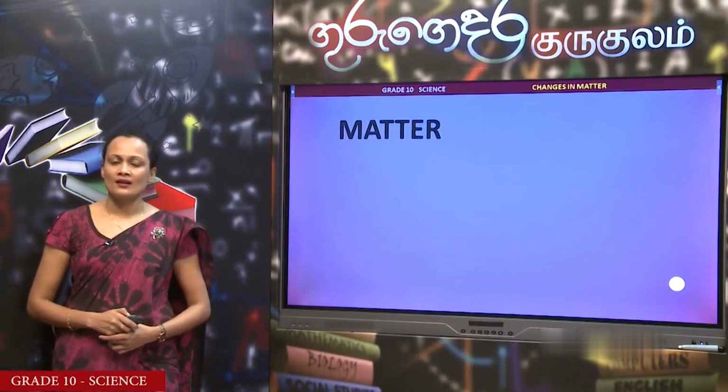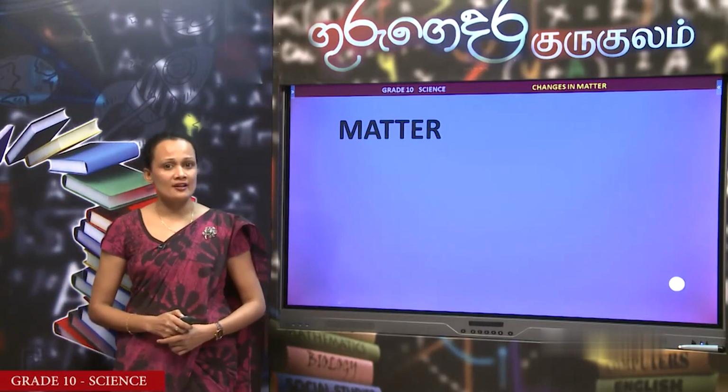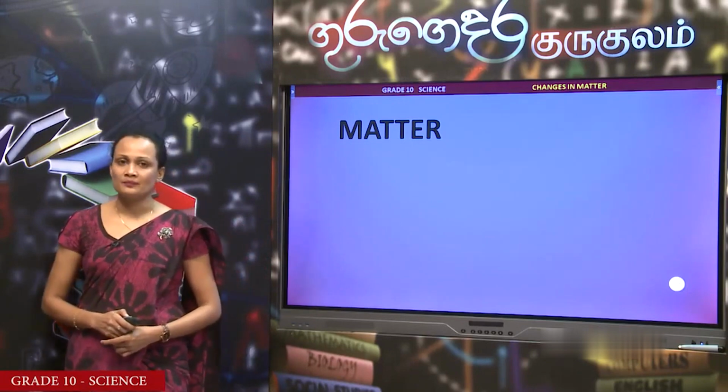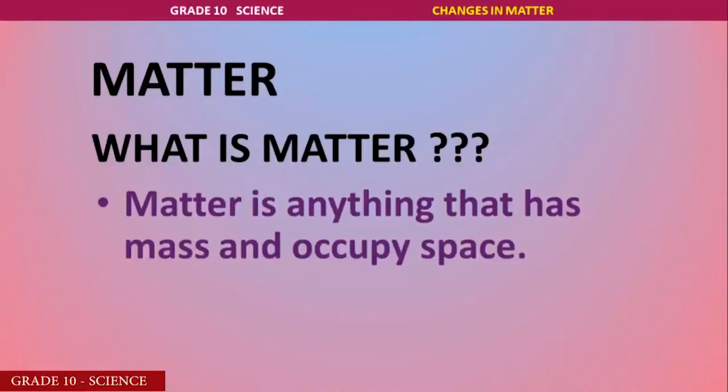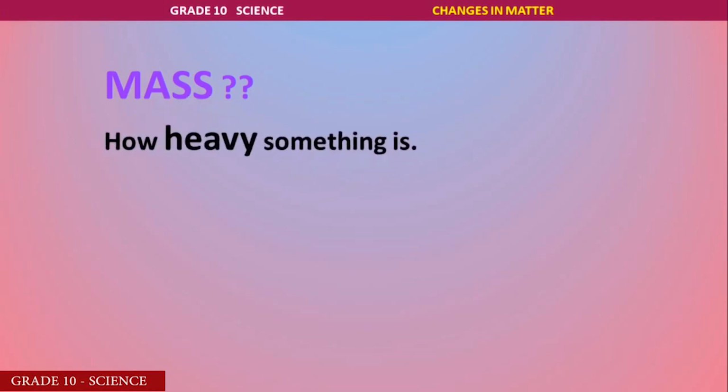First, matter. I think all of you know about matter. All the things present in the environment are made up of matter. And what is matter? You are confused about that. The scientific answer is that matter is anything that has mass and occupies space. Then let's see how we get the idea about matter. Mass. You know, mass is how heavy something is.